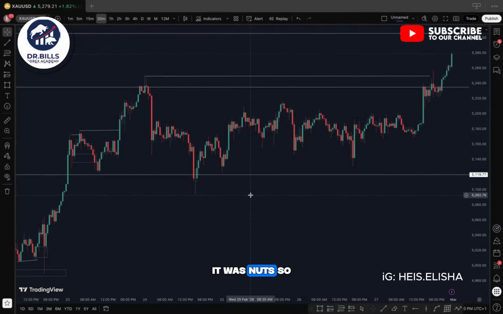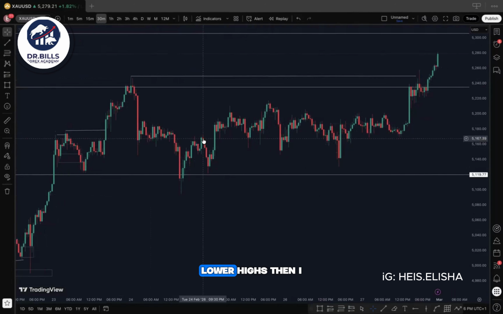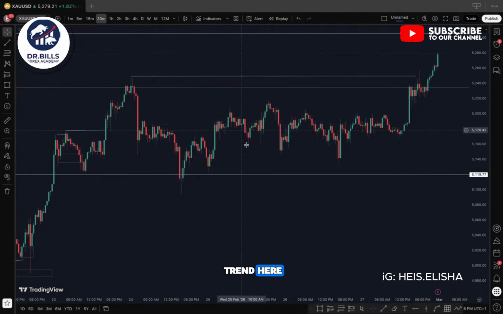It was nuts. So what I did, I was patient because we were still bearish. Lower highs, lower lows, lower highs, lower lows, lower highs. Then I saw a change of trend here. Price did a change of trend, meaning price wants to buy. You feel me? So I marked out this other block level to use as a pullback for more buys to the upside.